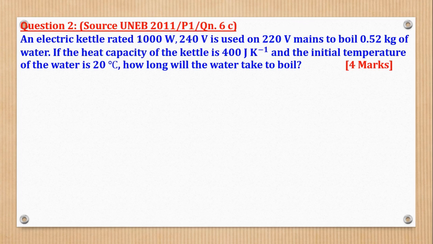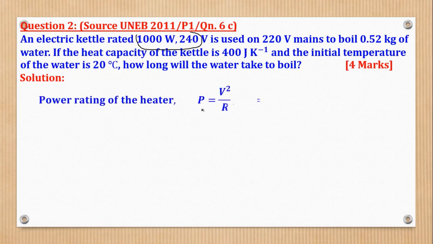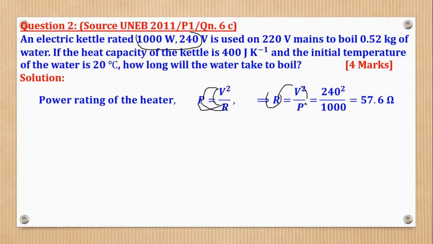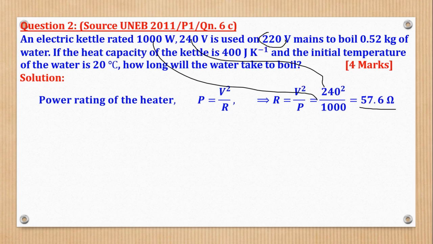So the reason is that this one helps us to get the resistance of the kettle. So power rating of the heater P is equal to V squared over R. Therefore, we make R the subject to come up with R is equal to V squared over P. Then we substitute for V squared and also for P to come up with the resistance. Now, because the resistance is constant, it means we can use it for this voltage.